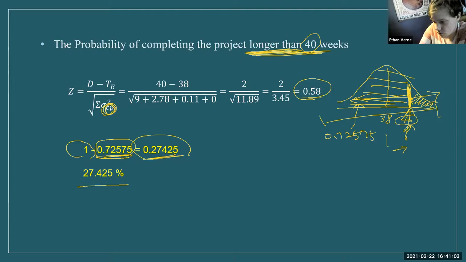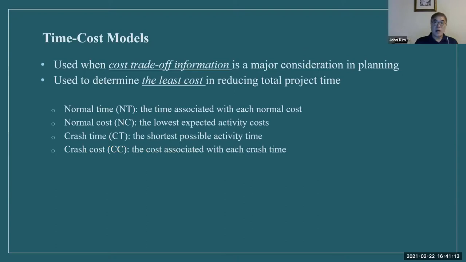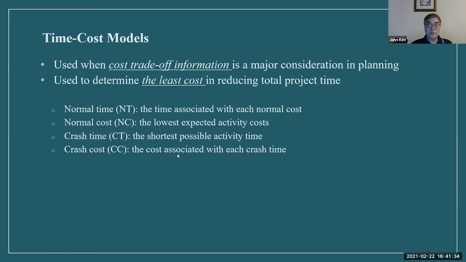Okay, the next one is time cost models. So far we have only had time information, but if we have time and cost information for the project, we can use the time cost model. The other name is PERT. Use it when cost trade-off information is a major consideration in planning, and to determine the least cost in reducing total project time.